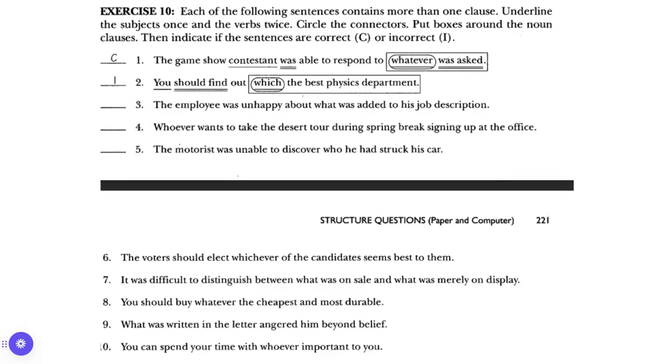Okay, let's check the answers. We already checked 1 and 2. So let's go straight to number 3. Number 3 is correct. Number 4, incorrect. It is missing a verb. Signing could be must sign. Number 5, incorrect. There's an extra subject. We could omit he.